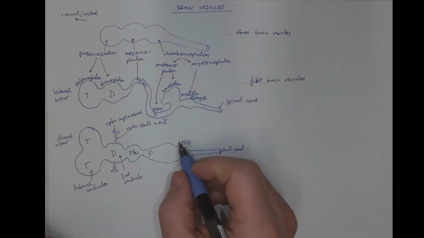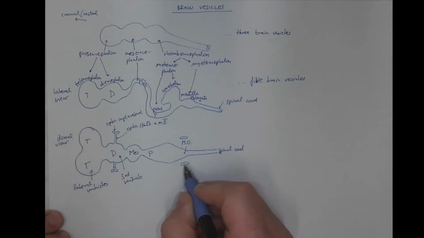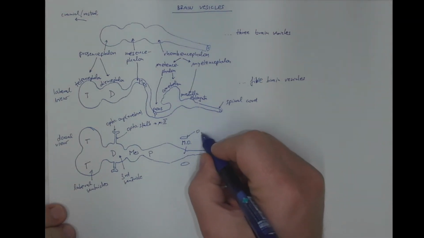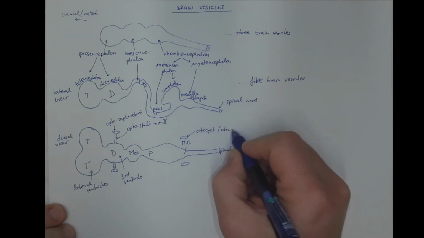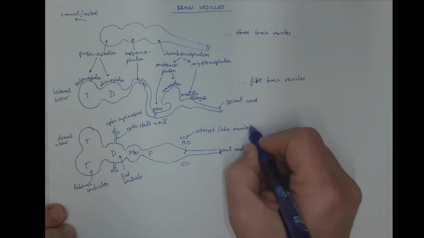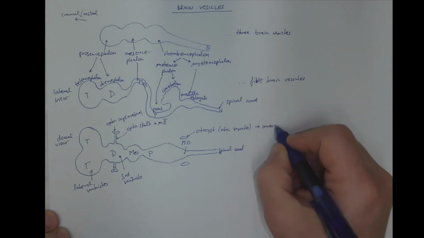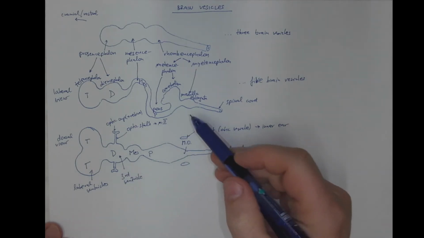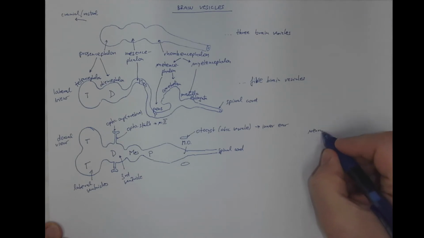On the level of the rhombencephalon, two more structures appear. They are also invaginated from the surface ectoderm. This is the otocyst or otic vesicle that will become the membranous labyrinth of the inner ear. All these structures drawn in blue come from the neuroectoderm.